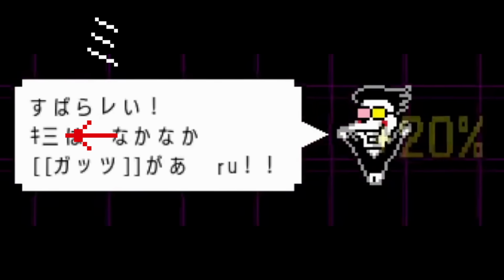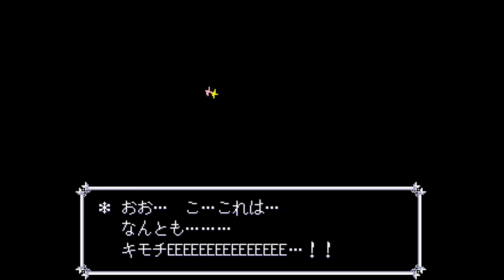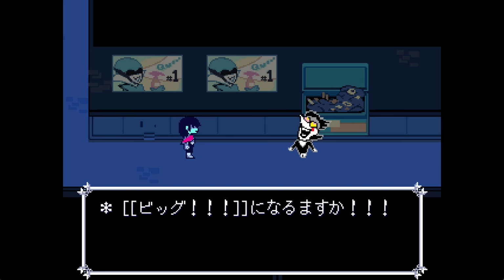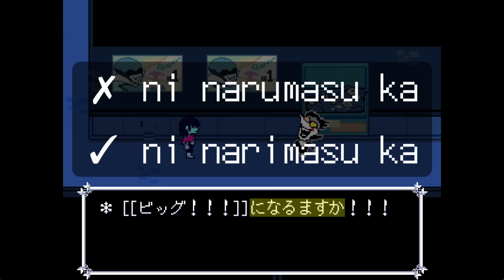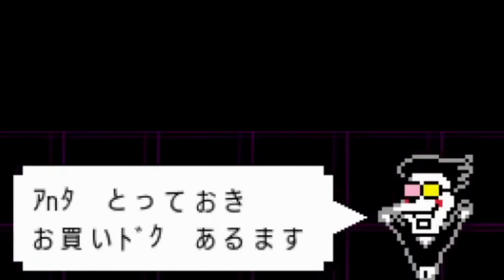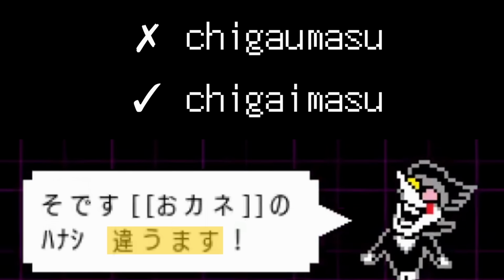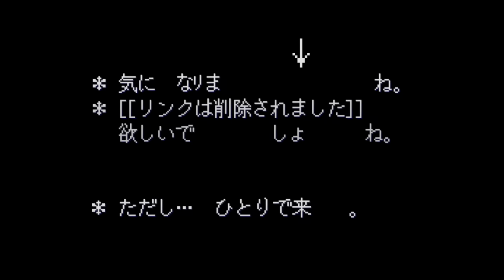Here, he replaces the mi in kimi with the kanji for 3. There's also this line as Spamton Neo where he replaces i with the letter e. Number 5. Poor grammar. Here, he doesn't conjugate correctly and uses ni narumasu ka when it should be ni narimasu ka. And here he similarly uses arumasu instead of arimasu, and chigaumasu instead of chigaimasu. Number 6. Missing characters. He just straight up omits characters sometimes, leaving a blank space where it should be. For example, right here there should be a su, and right here there should be a te.